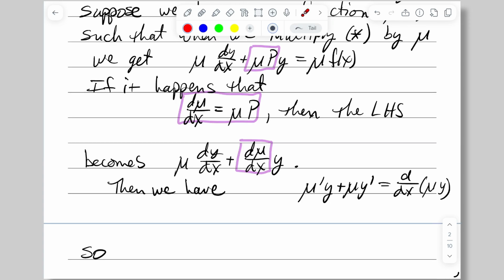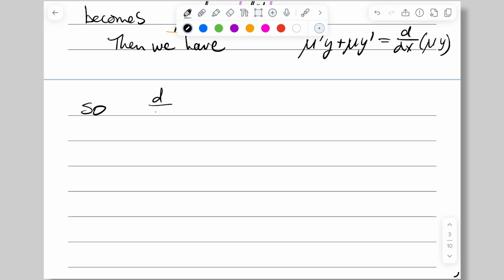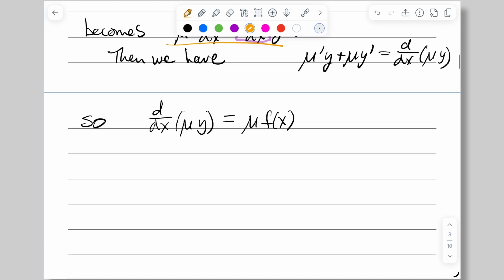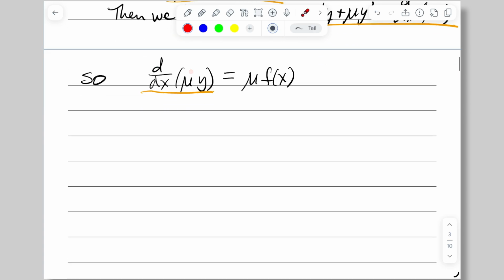So we have this differential equation, the left-hand side of which looks like mu dy/dx plus d mu/dx times y. That's replacing this left-hand side here, and we can rewrite the left-hand side as the derivative with respect to x of mu times y. The right-hand side is mu times f of x. Again, recognizing the left-hand side is the derivative of a product. Obviously, we need to know what mu is.